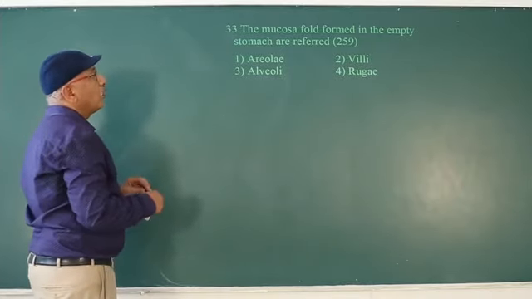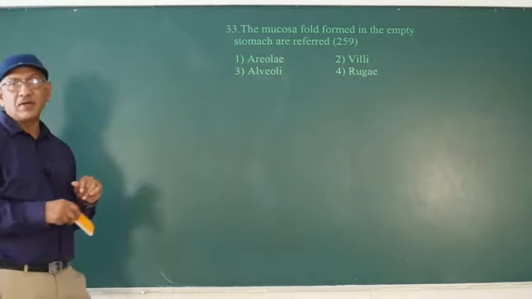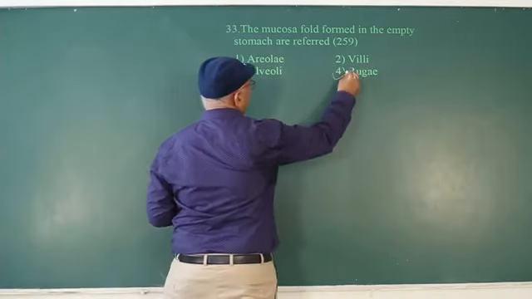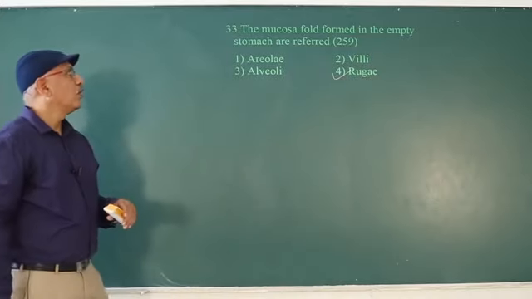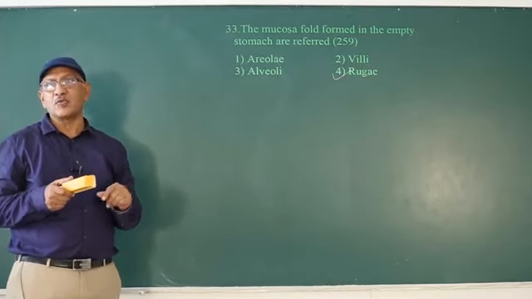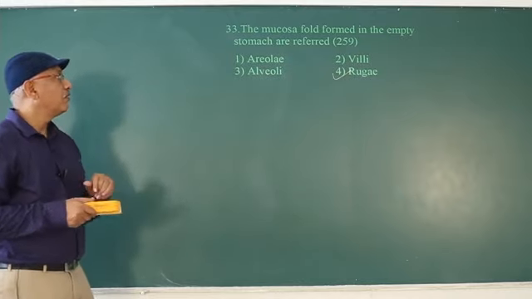The mucosal folds formed in the empty stomach are referred to as rugae. These irregular folds in the stomach are known as rugae. What about villi? Finger-like structures formed in the small intestine are known as villi.